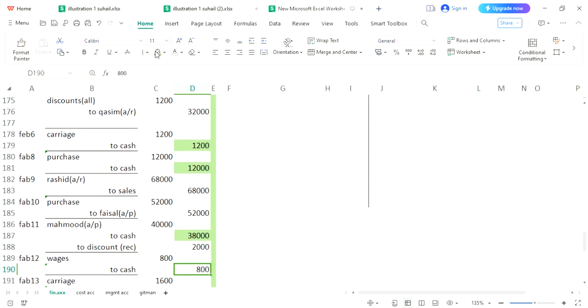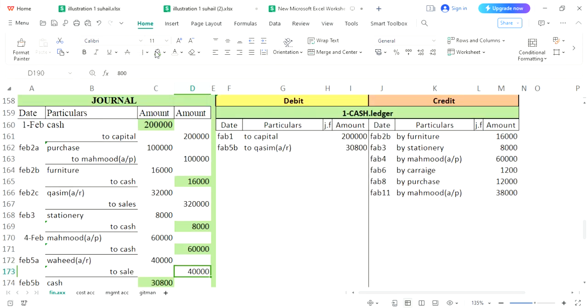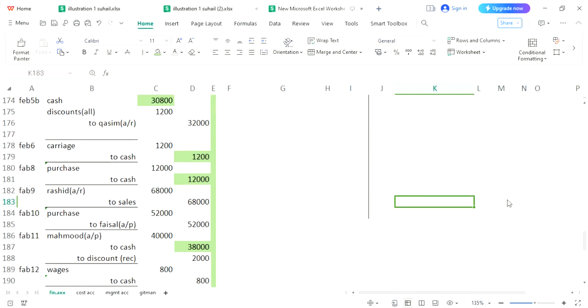Again, cash has been arrived February 12. 800 is credited. So choose credit column and write down 800 in amount column. See what was the reference of 800. You can see 800 is credited. What is written on the opposite side?